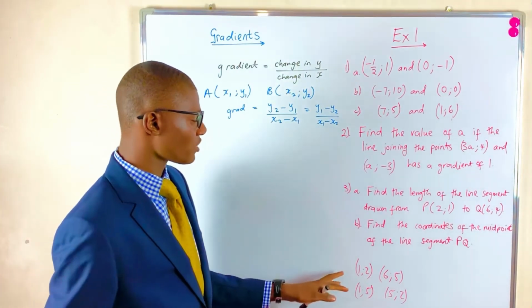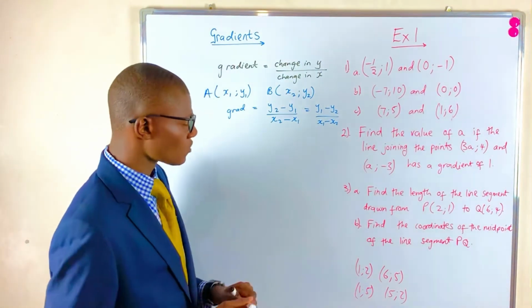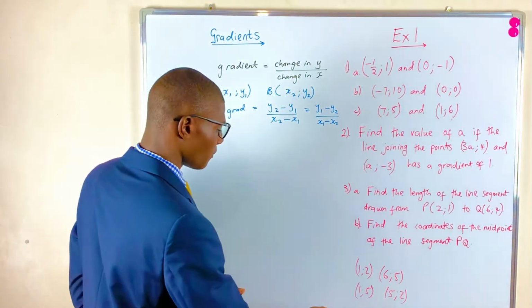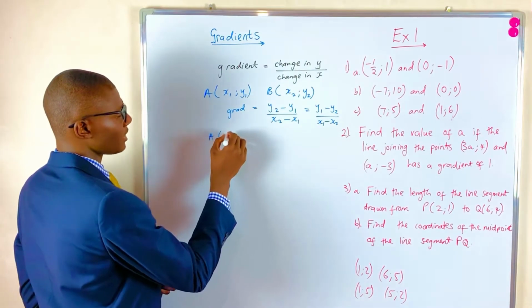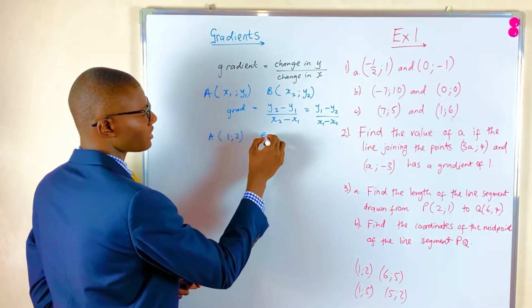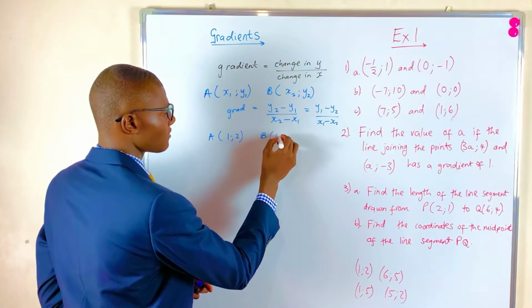And I'm going to demonstrate using these two examples. So for this first example, we've got the 2 points. Point A is (1, 2). Then point B is (6, 5).